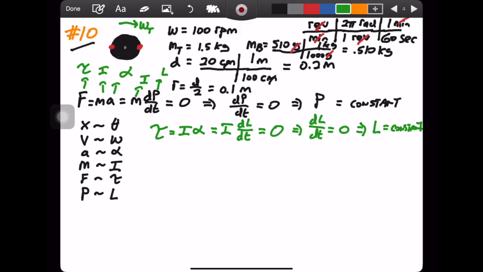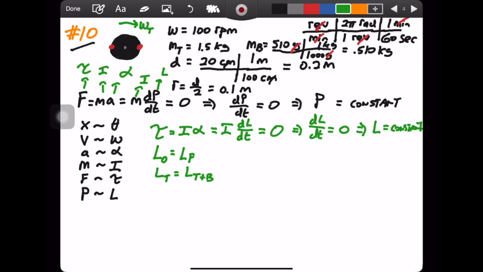So this means that the angular momentum initial, this is before the masses fall onto the turntable, equals the angular momentum after they fall. Which is to say the angular momentum of just the turntable is equal to the angular momentum of the turntable plus the blocks.